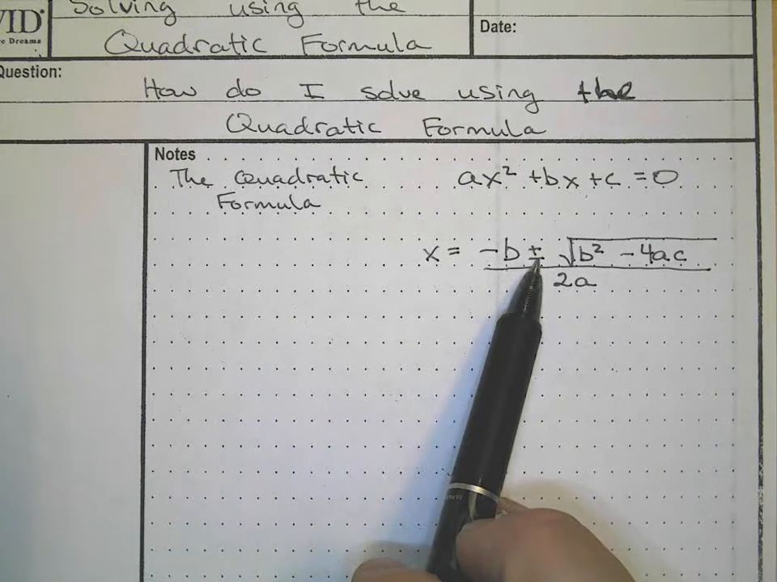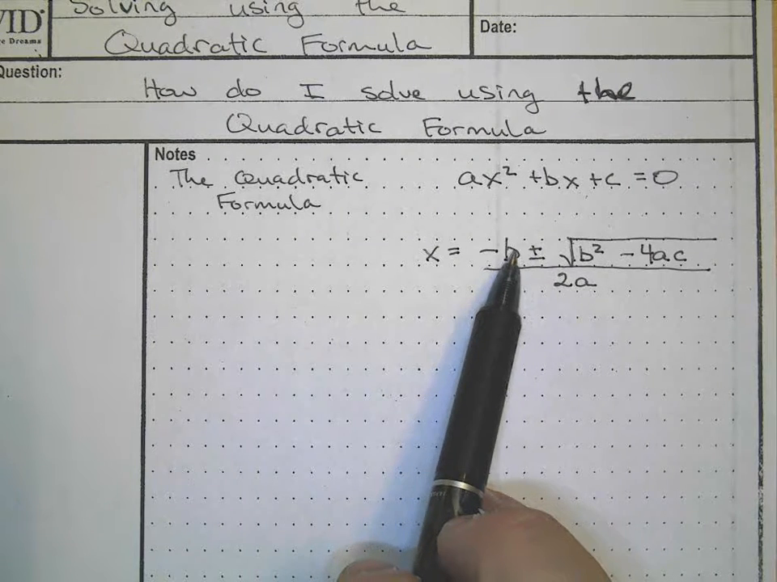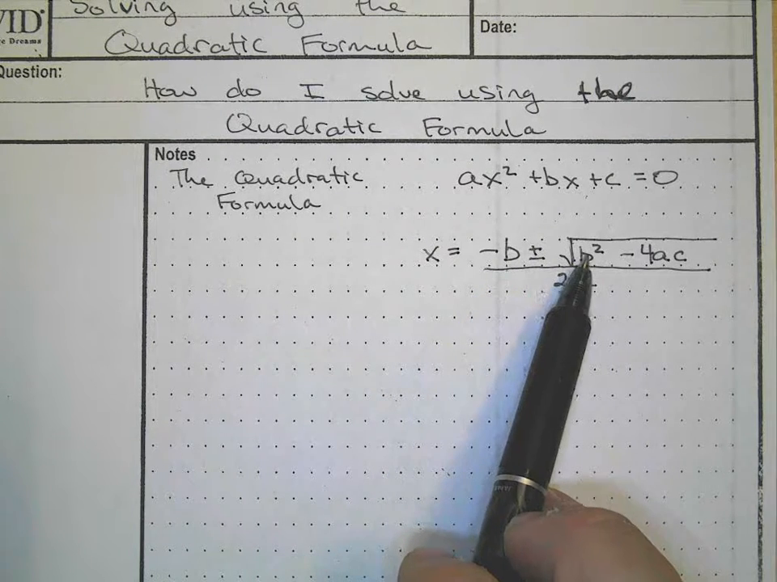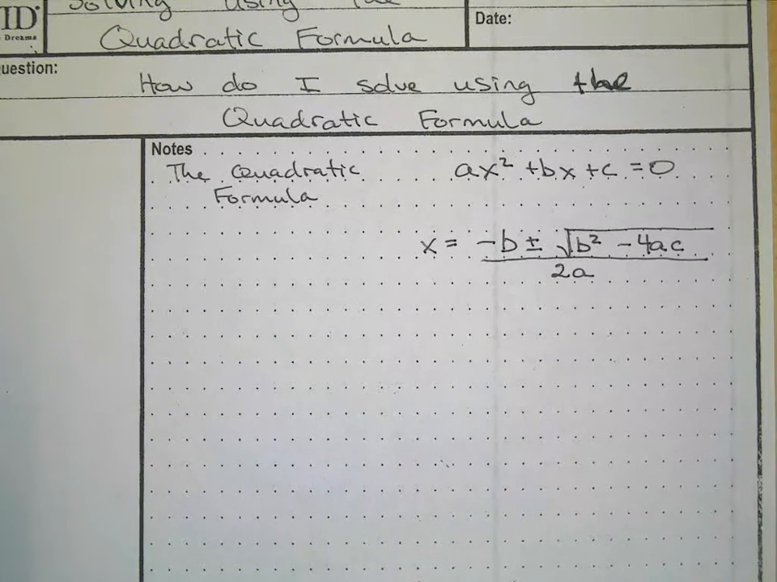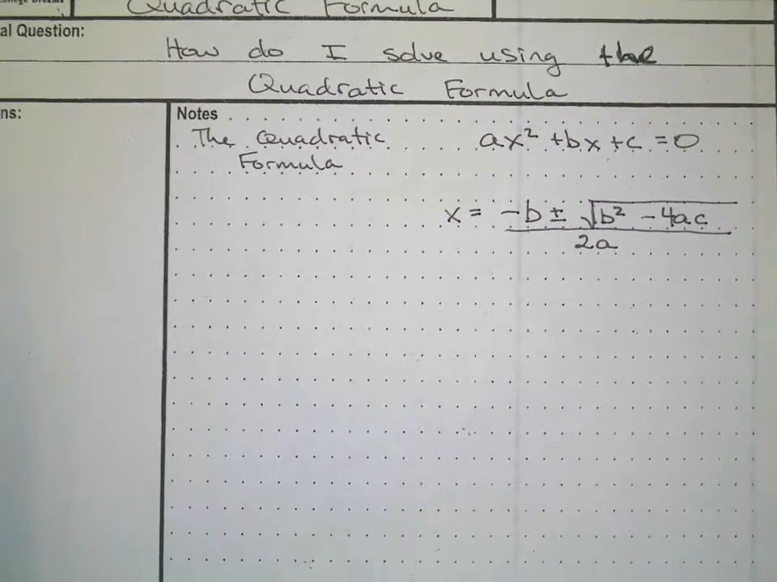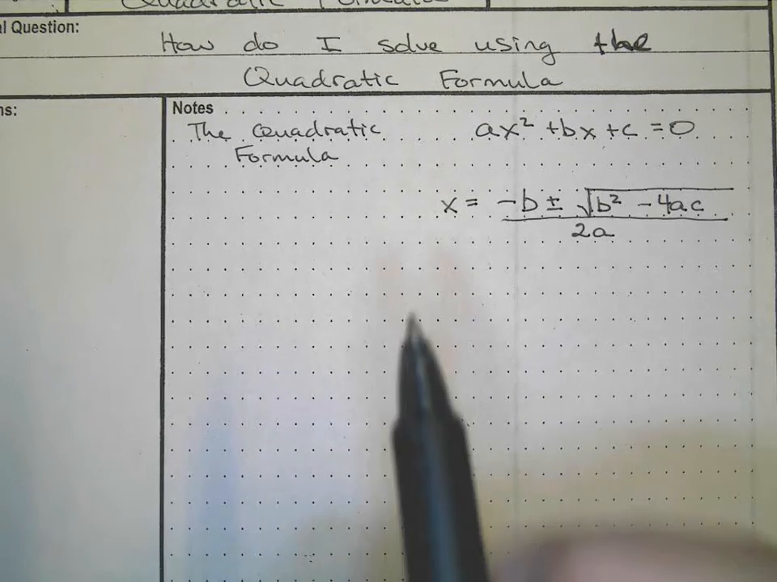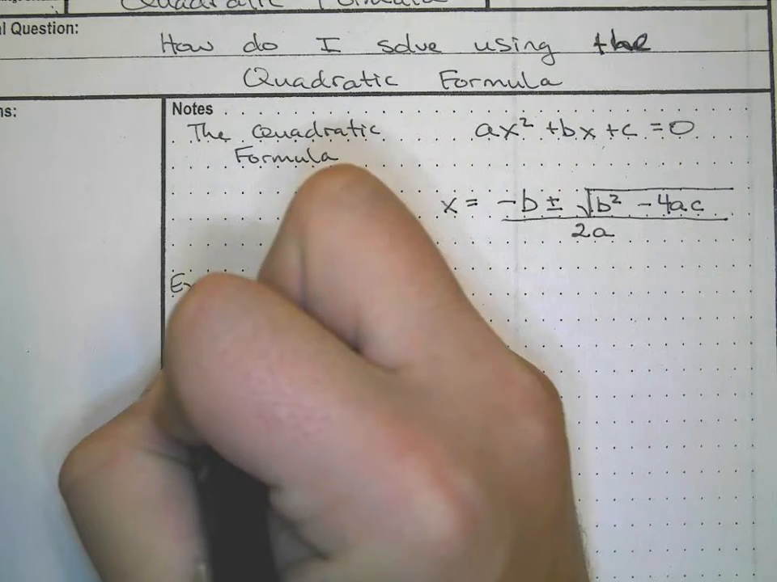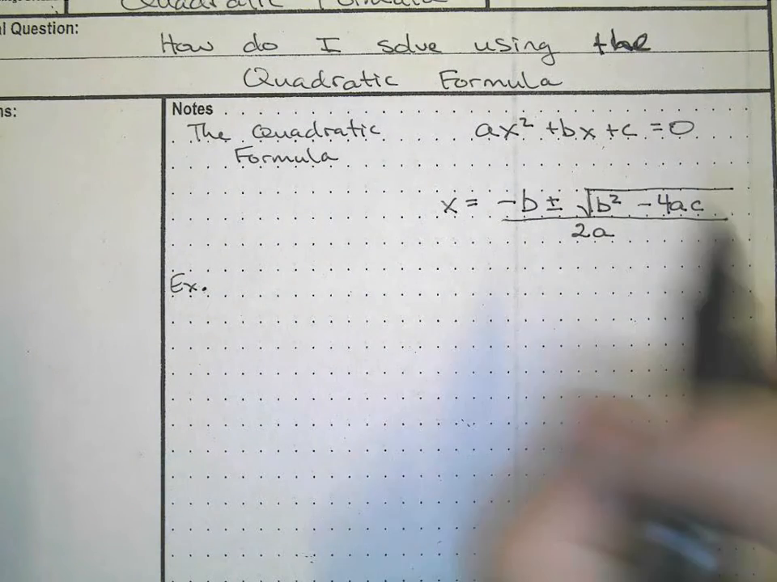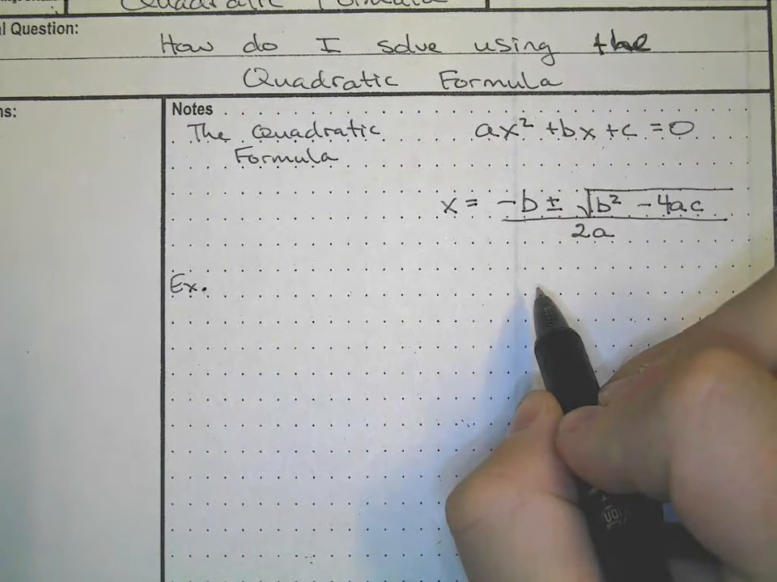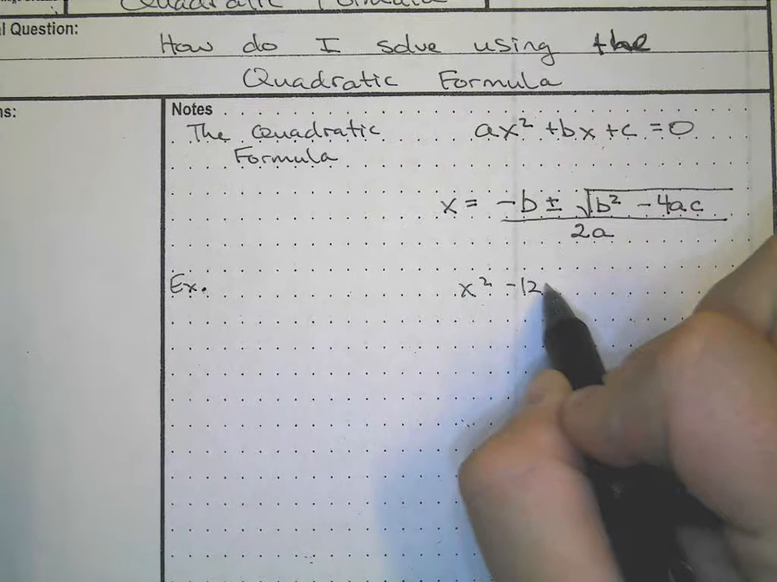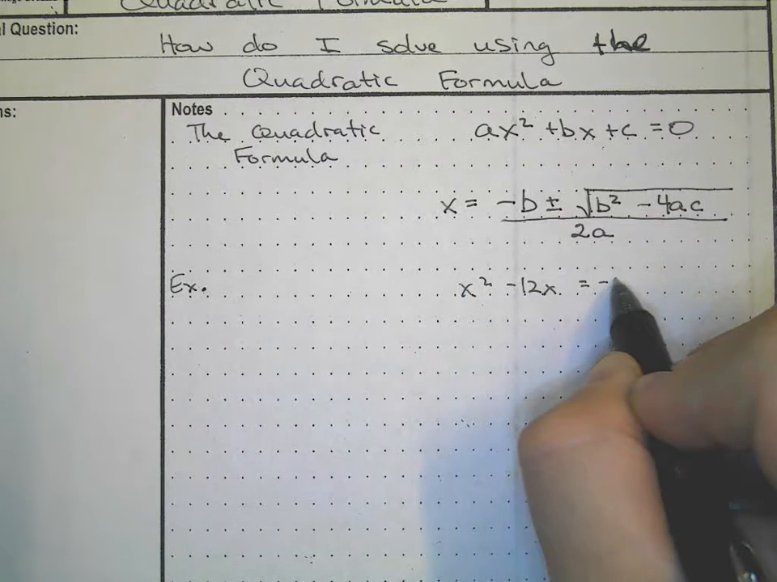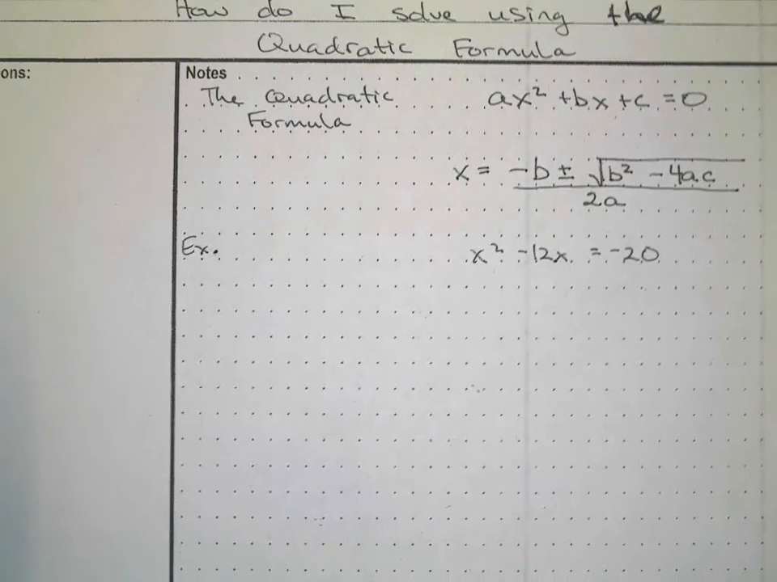And we'll see that because it's plus or minus, when we add these two values together, we'll get one answer, and then when we subtract these two values, we'll get one answer. So let's try to use this. Say I have the equation x squared minus 12x equals negative 20.